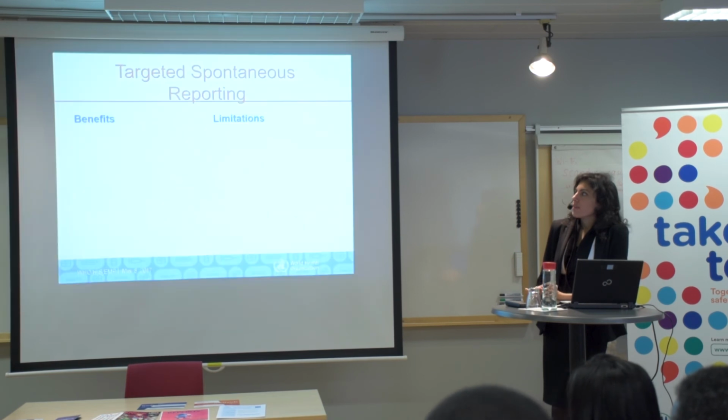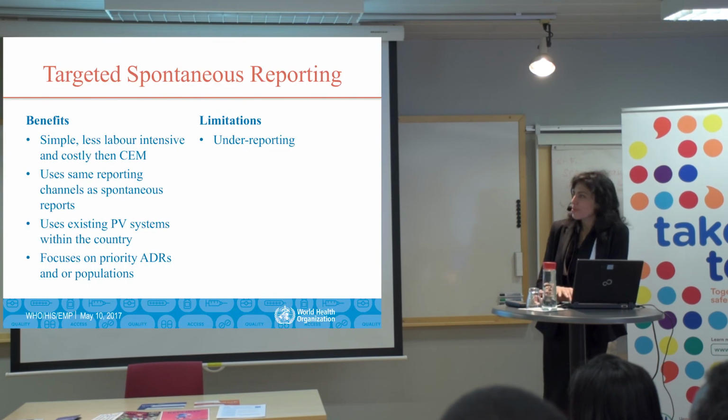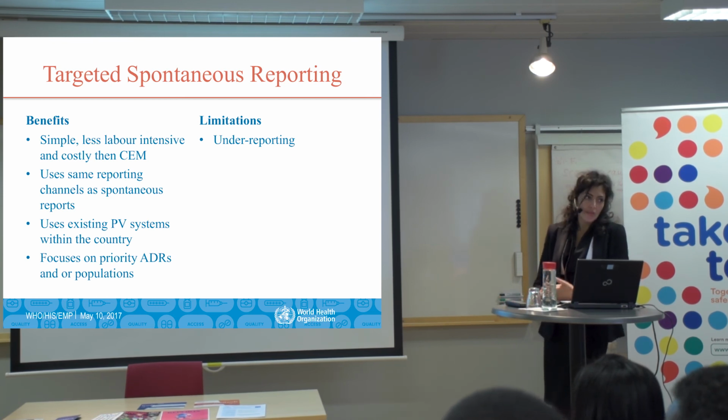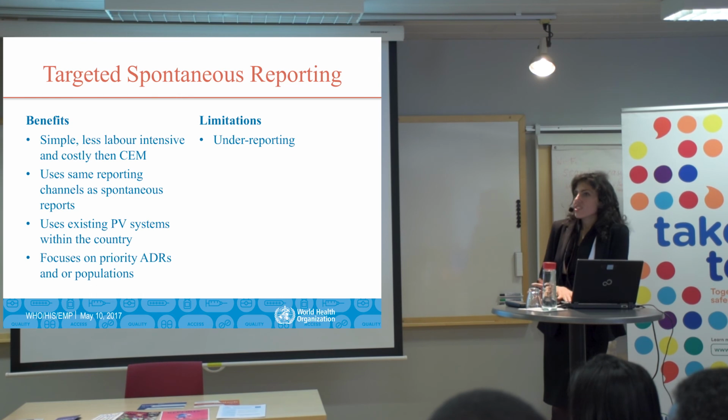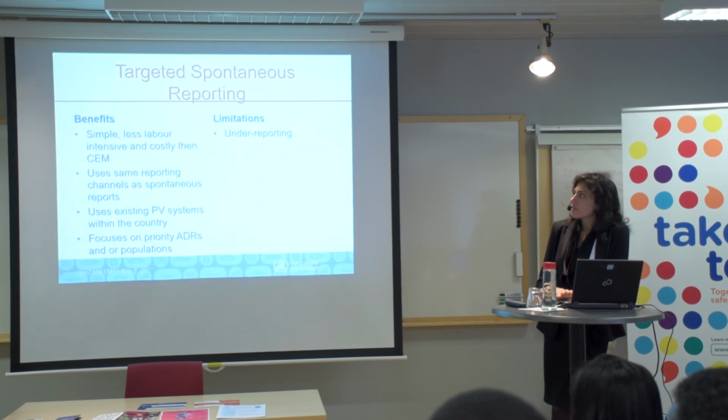So the benefits of targeted spontaneous reporting: it's simple, and less labor intensive than cohort event monitoring. It uses the same reporting channels as spontaneous reporting, so the same form. Sometimes with cohort event monitoring, because you want to gather more information, you're using a different form. It uses existing PV systems within the country, and it focuses on priority ADRs. The limitations are again the same as under-reporting.